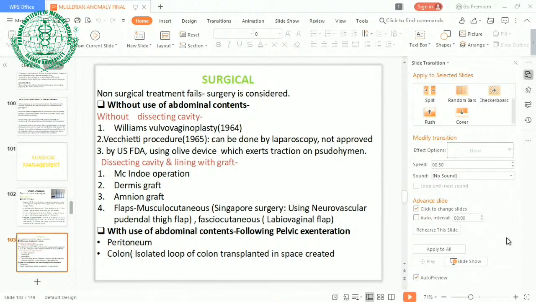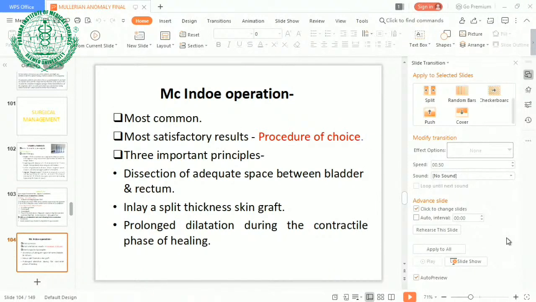With the use of abdominal content like peritoneum or colon, you are doing pelvic exenteration, where an isolated loop of colon is transported into the space created. The McIndoe operation is most commonly done, with the most satisfactory results, so it is the procedure of choice. There are 3 important principles: dissection of an adequate space between bladder and rectum, an inlay split-thickness skin graft, and prolonged dilatation during the contractile phase of healing.